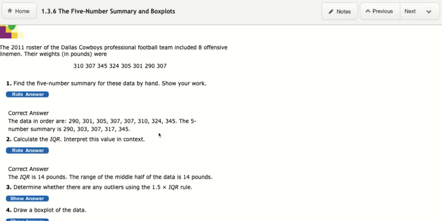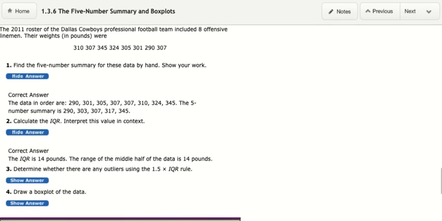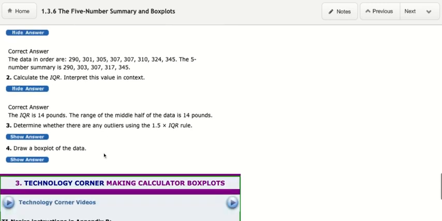Interquartile range, if you remember, IQR is Q3 minus Q1. So in this scenario, that is 317 minus 303. That is 14. And in this context, that's pounds. So the IQR is 14 pounds, or the range of the middle half of the data. There's 50% of the data between Q3 and Q1, which is 14 pounds.